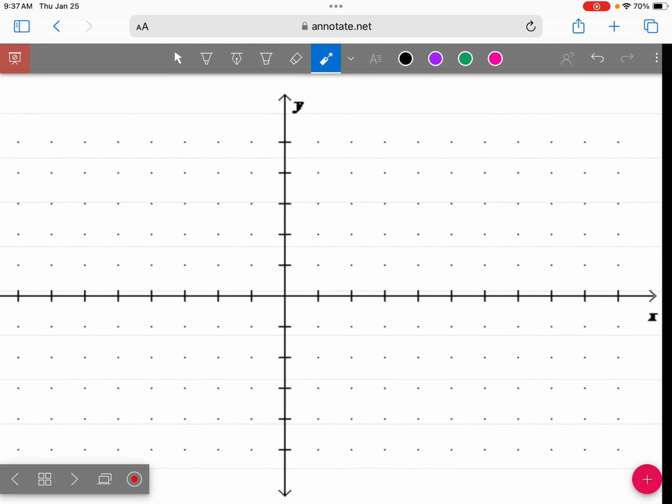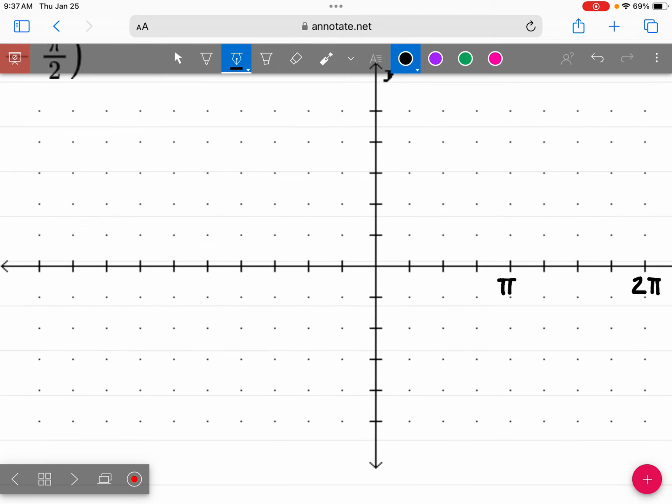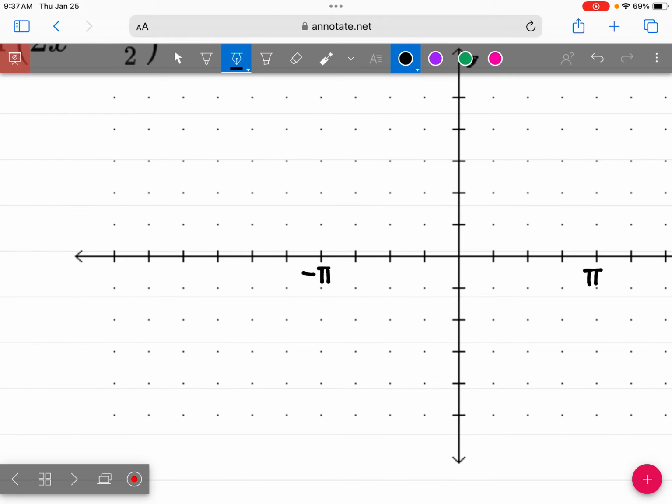So I'm going to count by the same unit. I'm going to label my stuff again. 1, 2, 3, 4. Pi. 2 pi. Minus pi. Minus 2 pi. And we're doing the sine of the quantity 2x minus pi over 2.